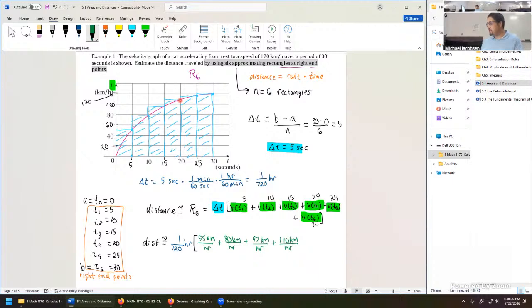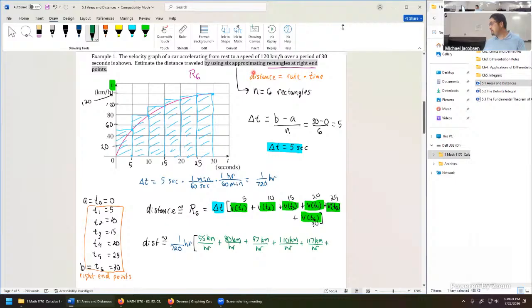So that one's at 20 seconds. We're now at the penultimate one, 25 seconds. Well, the height here is 120 kilometers per hour. That's pretty high. So maybe 117 kilometers per hour. And the final term, we knew it reached a speed of 120 kilometers per hour. So we do have that exact value there.